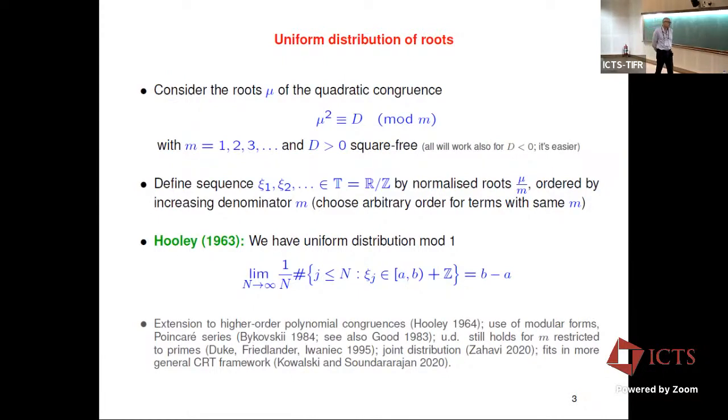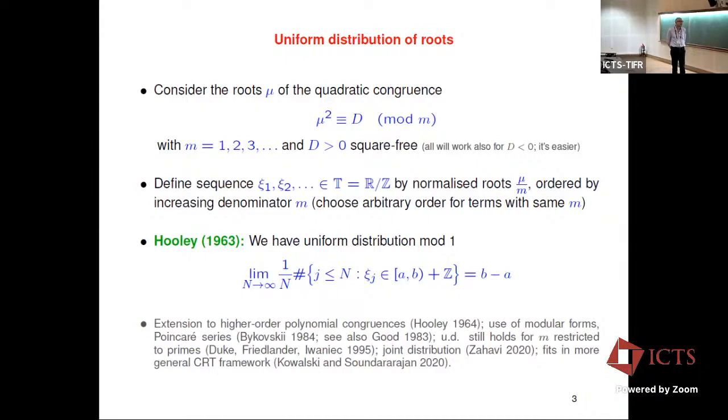And then, of course, there was a whole industry. First of all, Hooley himself extended this to higher order polynomial congruences. Then the question around error terms was studied by Bykovskii using modular forms. A harder problem is when you don't go through the full sequence of m, but you restrict to primes. That's very famous work by Duke, Friedlander, and Iwaniec, who showed that if you restrict the m's to primes, you still get uniform distribution. Zahavi, who is from Tel Aviv, a student there of Zeev Rudnick, looked at joint distributions, and also Kowalski and Sundararajan showed recently that these uniform distribution results are actually a consequence of a much more general framework around the Chinese remainder theorem.